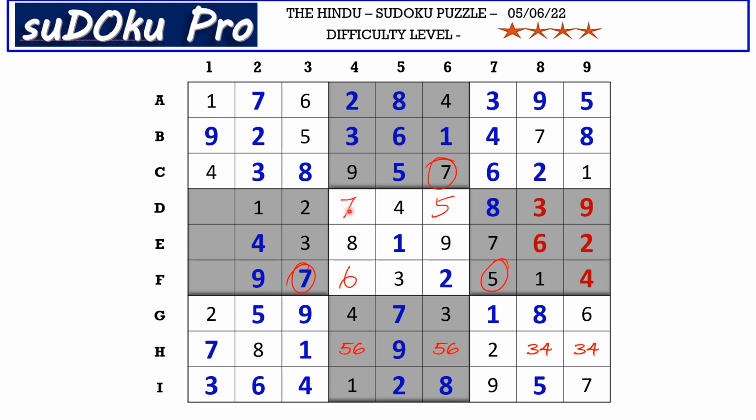Now in D row, the missing number is 6. In E row, the missing number is 5. And in F row, the missing number is 8. This 5 cancels out the 5 here. So H6 takes 6 and H4 takes 5. And here there is a 4 here in column 9, so H9 takes 3 and H8 takes 4, and the puzzle is solved.